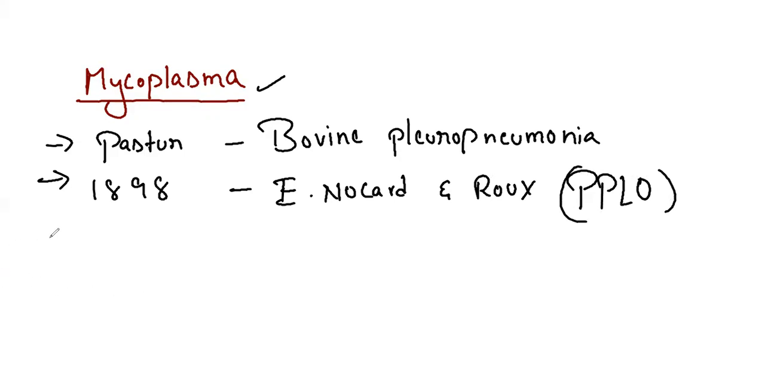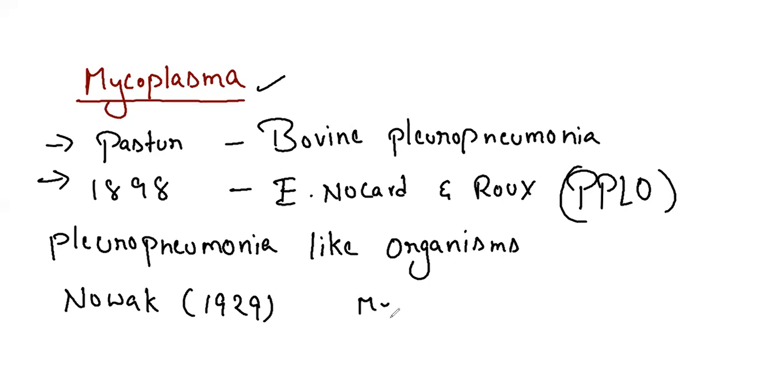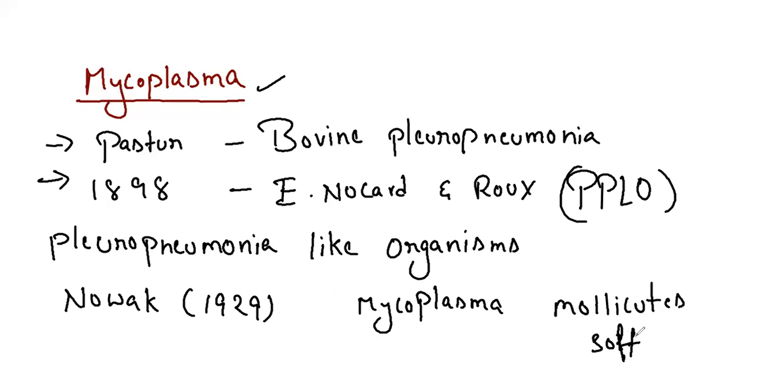which we otherwise call pleuropneumonia-like organisms. So Novak put these organisms in the year 1929 under the genus called Mycoplasma. And these organisms are now commonly called mollicutes because of their soft skin, because they don't have any cell wall.